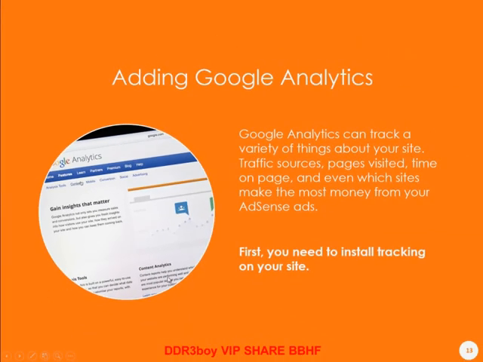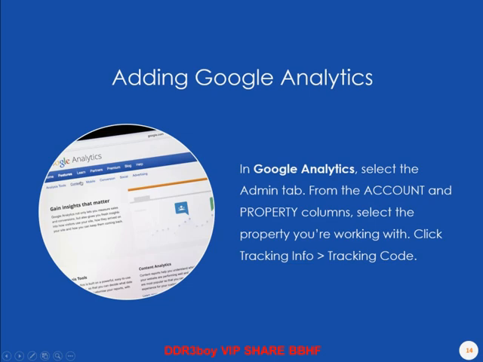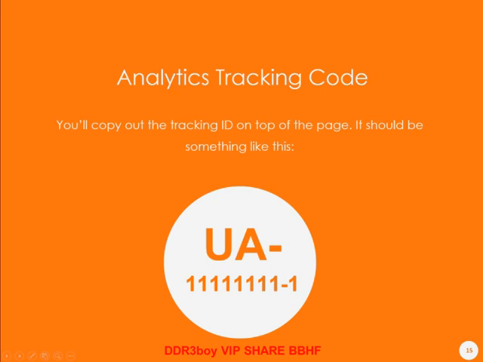Google Analytics really is also a great way to track a variety of things about your site: traffic sources, pages visited, time on page, and even which sites make the most money from AdSense ads. So it's fairly simple as well. You just need to install tracking on your site. And the way to do that is you just go over to Google Analytics on the admin, and from the account and properties, select the property you're working with, click tracking info and tracking code. And in case you didn't catch all of that, let me just show you an example.